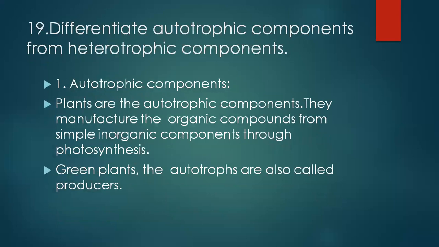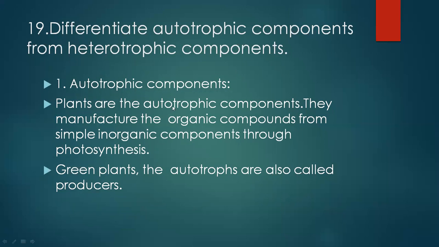Then the last question for you. Differentiate autotrophic components from heterotrophic components. Autotrophs are the organisms that synthesize their own food materials, and heterotrophs are the organisms that derive food from others. Either they lead a saprophytic mode of nutrition or a parasitic mode of nutrition.